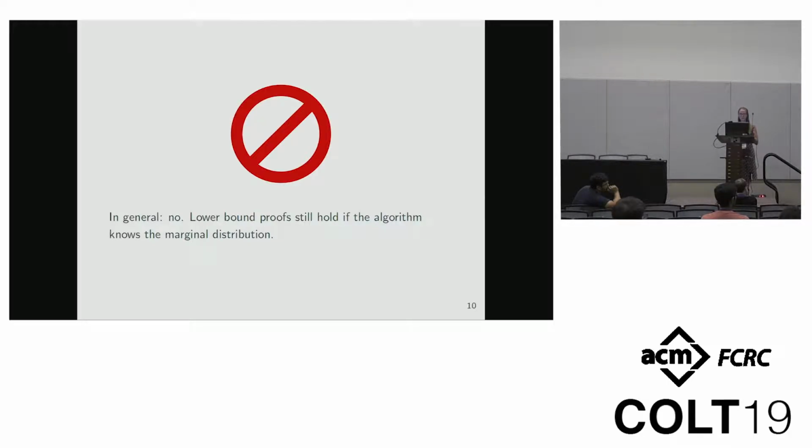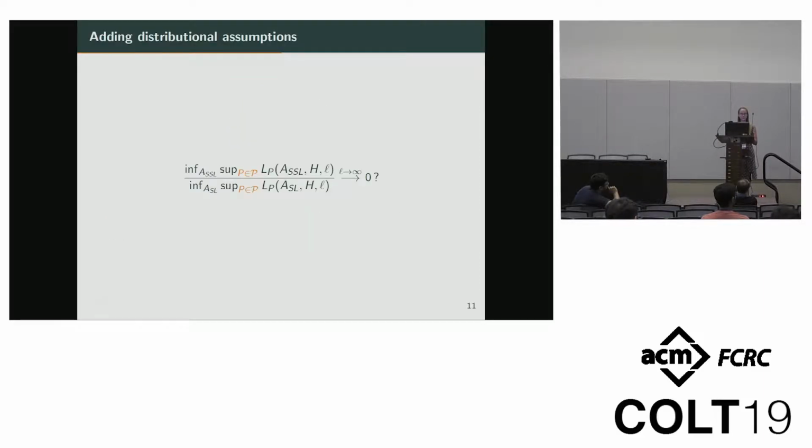So we could give up, but naturally we won't, because we suspect there's still some room for improvement through semi-supervision. So let's add distributional assumptions to the minimax rates. So we let our supervised and semi-supervised algorithms compete on a restricted set of distributions.